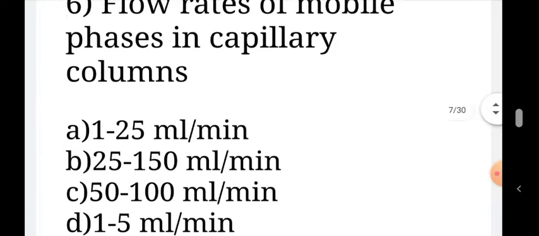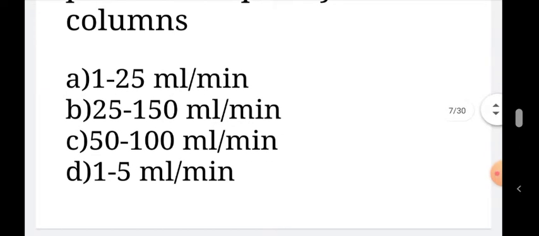Flow rates of mobile phase in a capillary column is 1 to 25 ml per minute, 25 to 150 ml per minute, 50 to 100 ml per minute, or 1 to 5 ml per minute. The correct answer is the first one, 1 to 25 ml per minute.